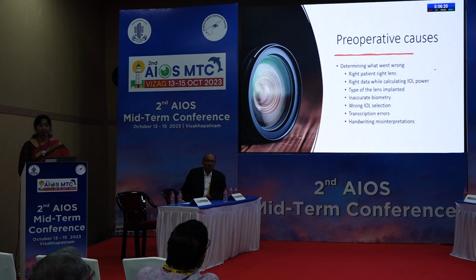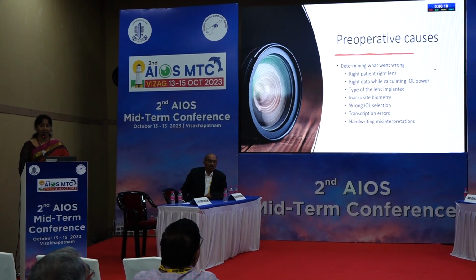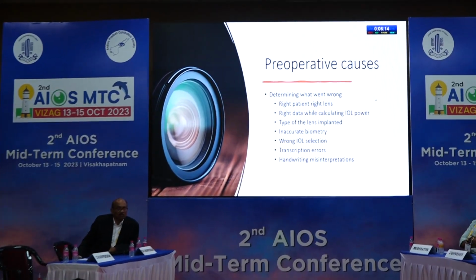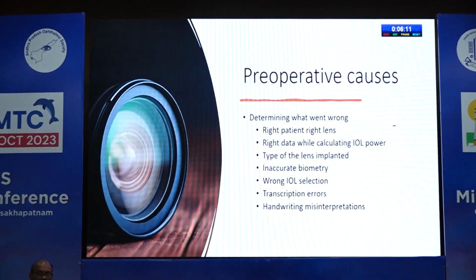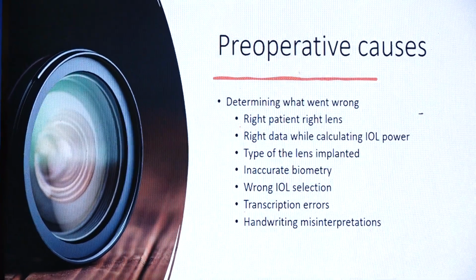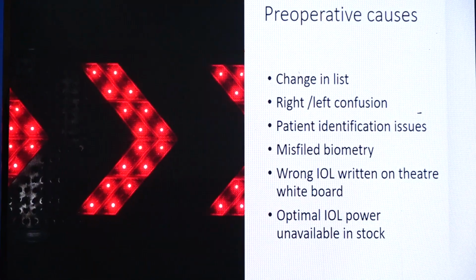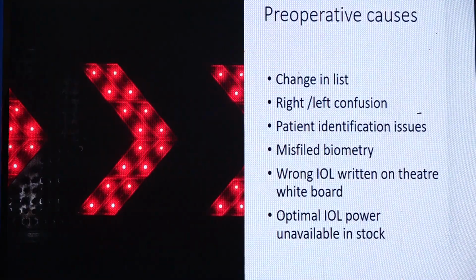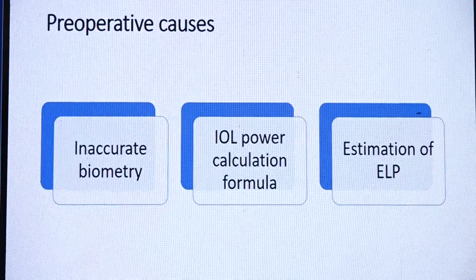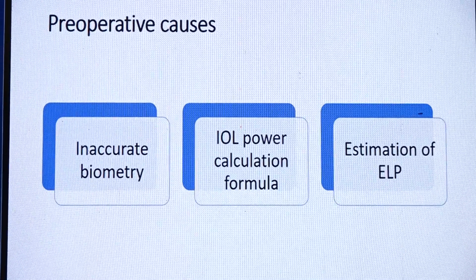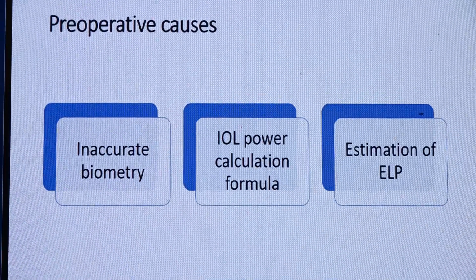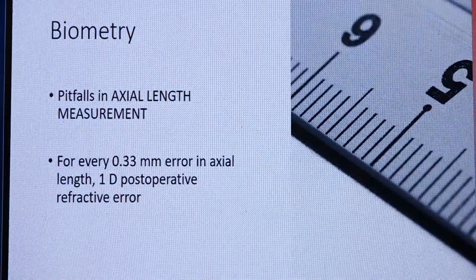For preoperative causes, we should never miss looking into the patient's files. It could be a wrong lens that has been implanted, wrong IOL selection, inaccurate biometry, right-left confusion, or sometimes even the optimal IOL power not being available in stock. Generally, it's because of inaccurate biometry or IOL power miscalculation that results in these post-refractive surprises.